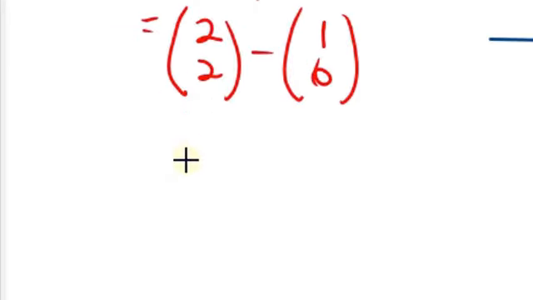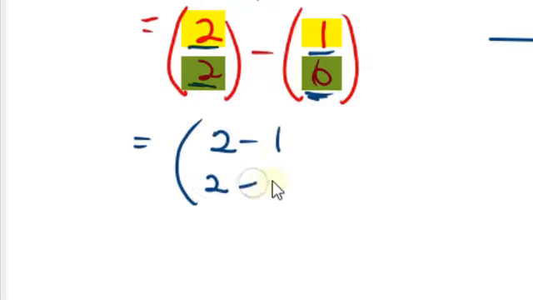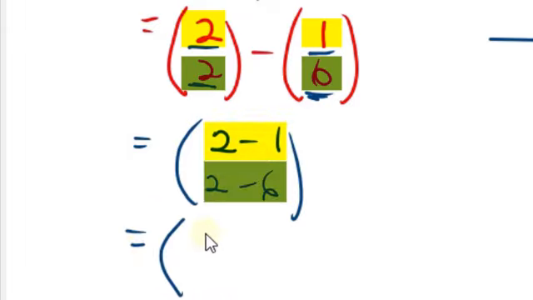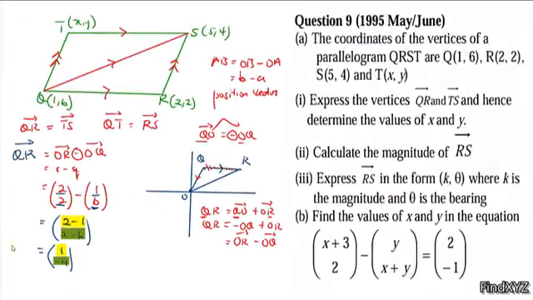Whenever you are subtracting vectors, you subtract corresponding components. So the X component minus the X component, and then the Y component minus the Y component. So we can say 2 minus 1 and then 2 minus 6. Then what is 2 minus 1? That will give us 1. 2 minus 6, that will give us minus 4. Because when you are owing 6 cedis and you pay 2 cedis, you are still owing 4 cedis. So now we have established that vector QR is 1 negative 4.